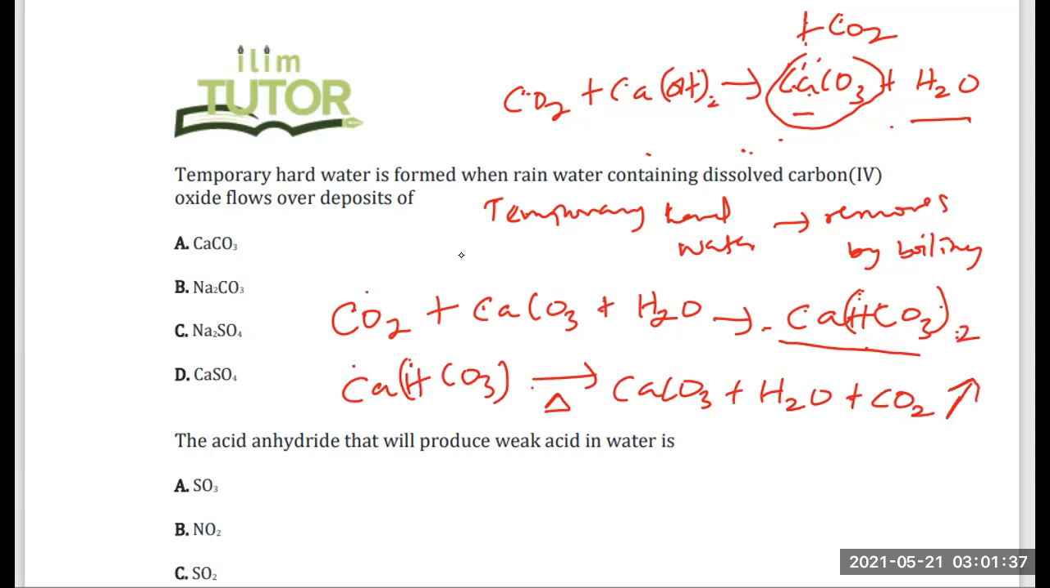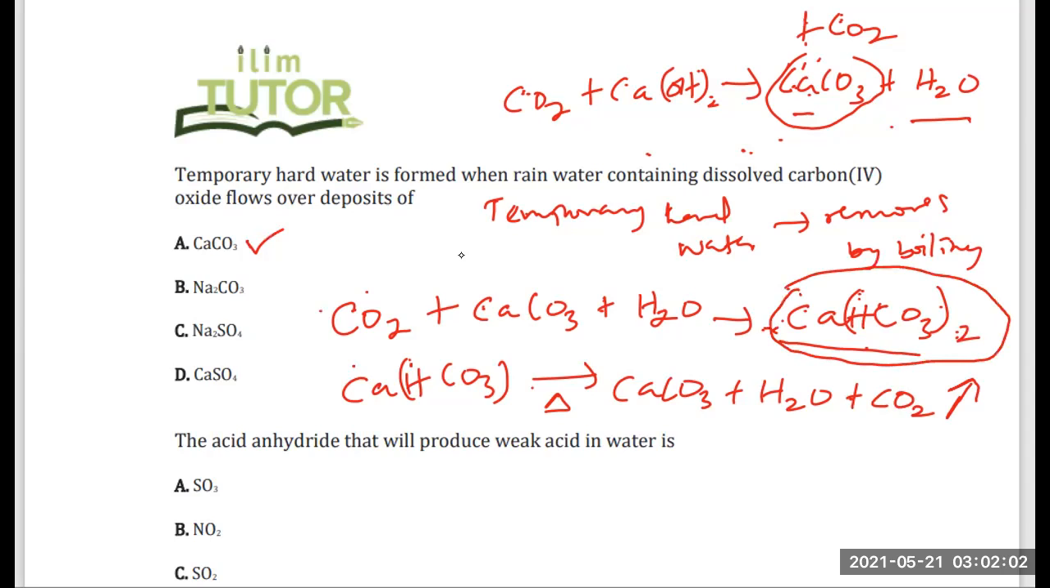So basically, we can then say that temporary hard water is formed when rainwater containing dissolved CO2 flows over deposits of limestone, then you could form this, which is what causes temporary hardness.